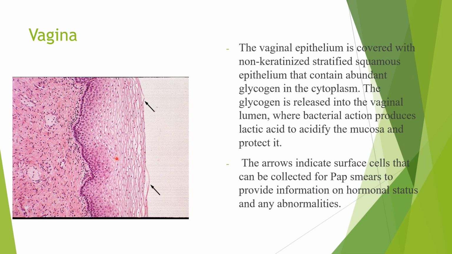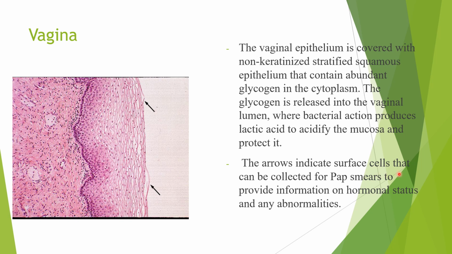Another diagram, a section through the vaginal epithelium, stratified squamous non-keratinized type of epithelium. Surface cells show the nuclei in their apices, and beneath the epithelium there is a small amount of loose connective tissue, and then there is dense irregular connective tissue. The vaginal epithelium contains abundant glycogen in the cytoplasm. This is very important because glycogen which is released into the lumen is converted into lactic acid by the action of bacteria, which protects the mucosa of the vagina.